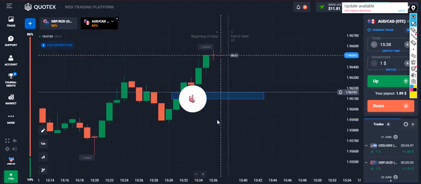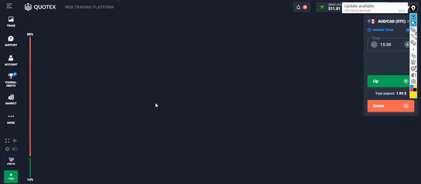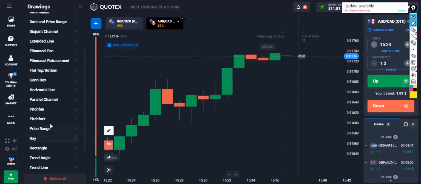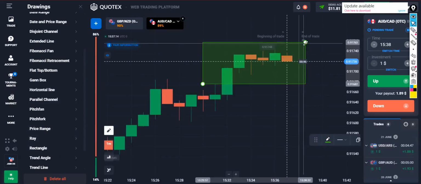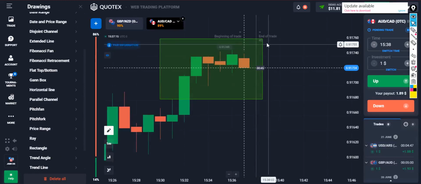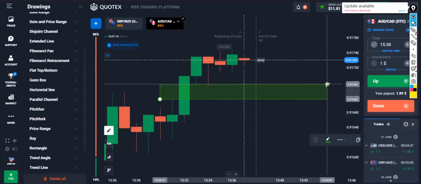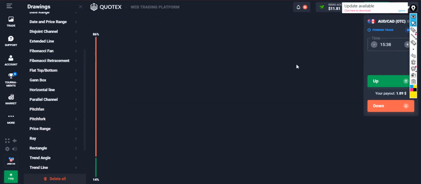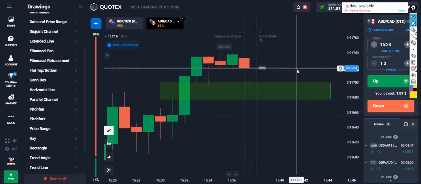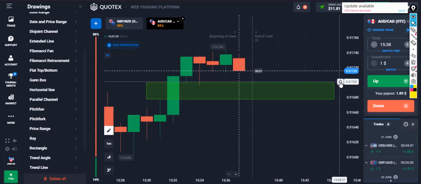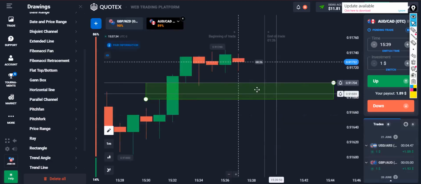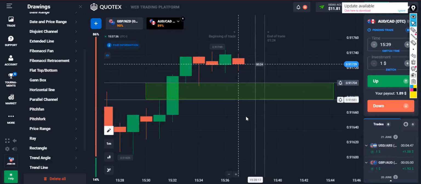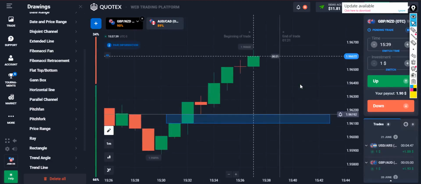Let's see this. Okay, so there is a fair value gap right here. So, rectangle. Here is the fair value gap. We'll wait for the market to come here, and then after doing a liquidity shift or entering this area, if the market gives us a confirmation, then we'll go for up.